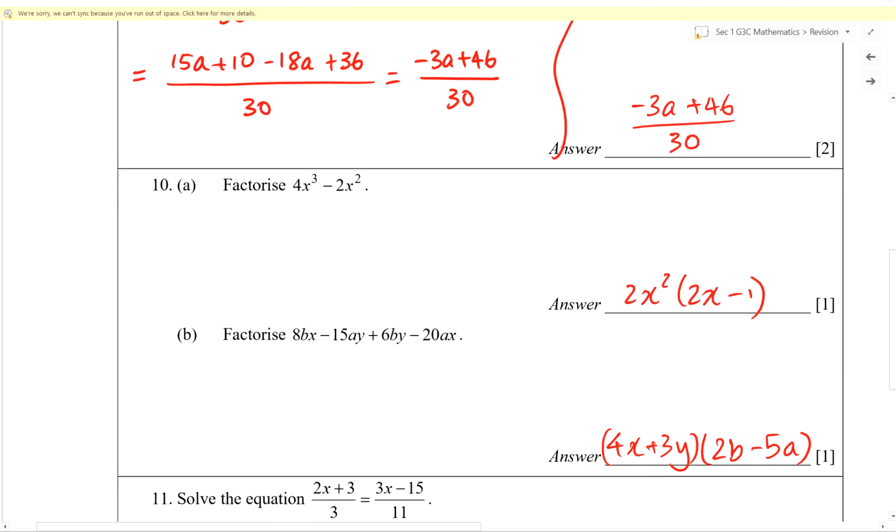Okay, next one, 10a, factorizing. Take out all the common factors. So instead of just 2, we also have x in both terms. In fact, we have x squared in both of them. So we factorize out 2x squared, and we are left with 2x minus 1.